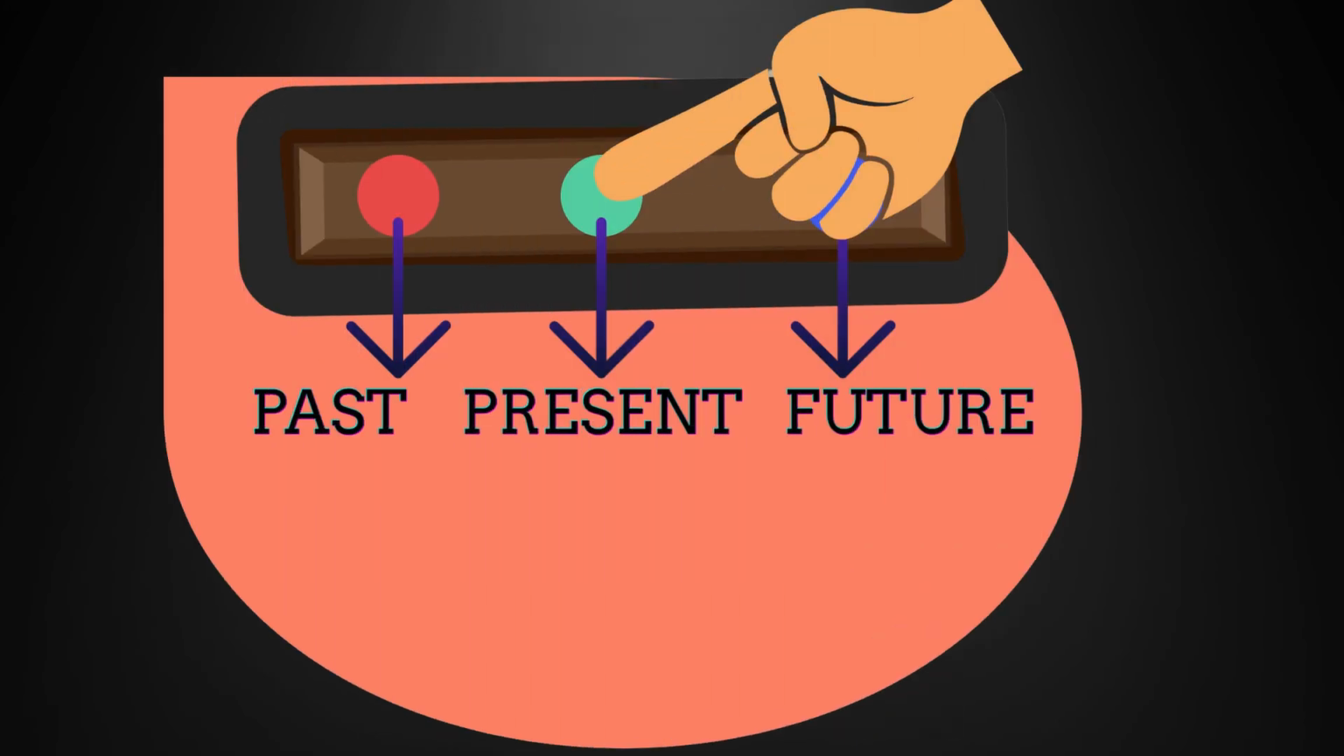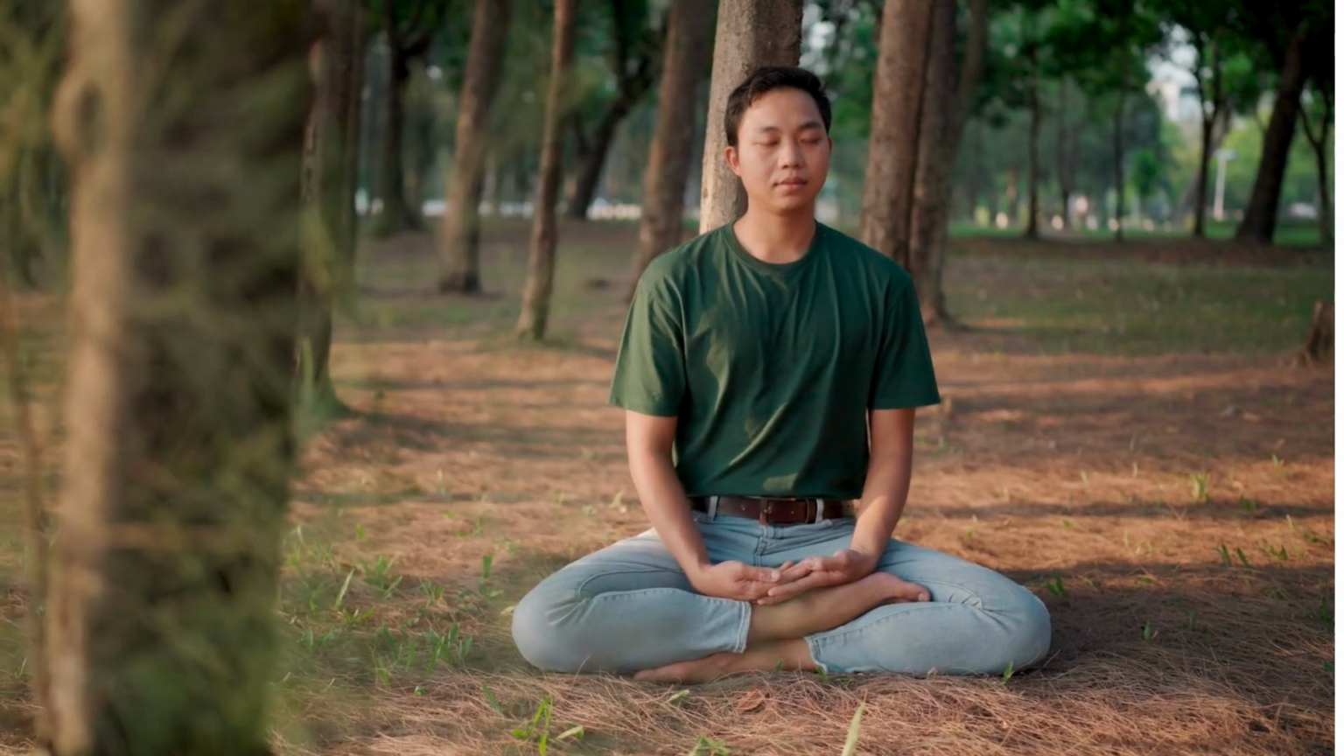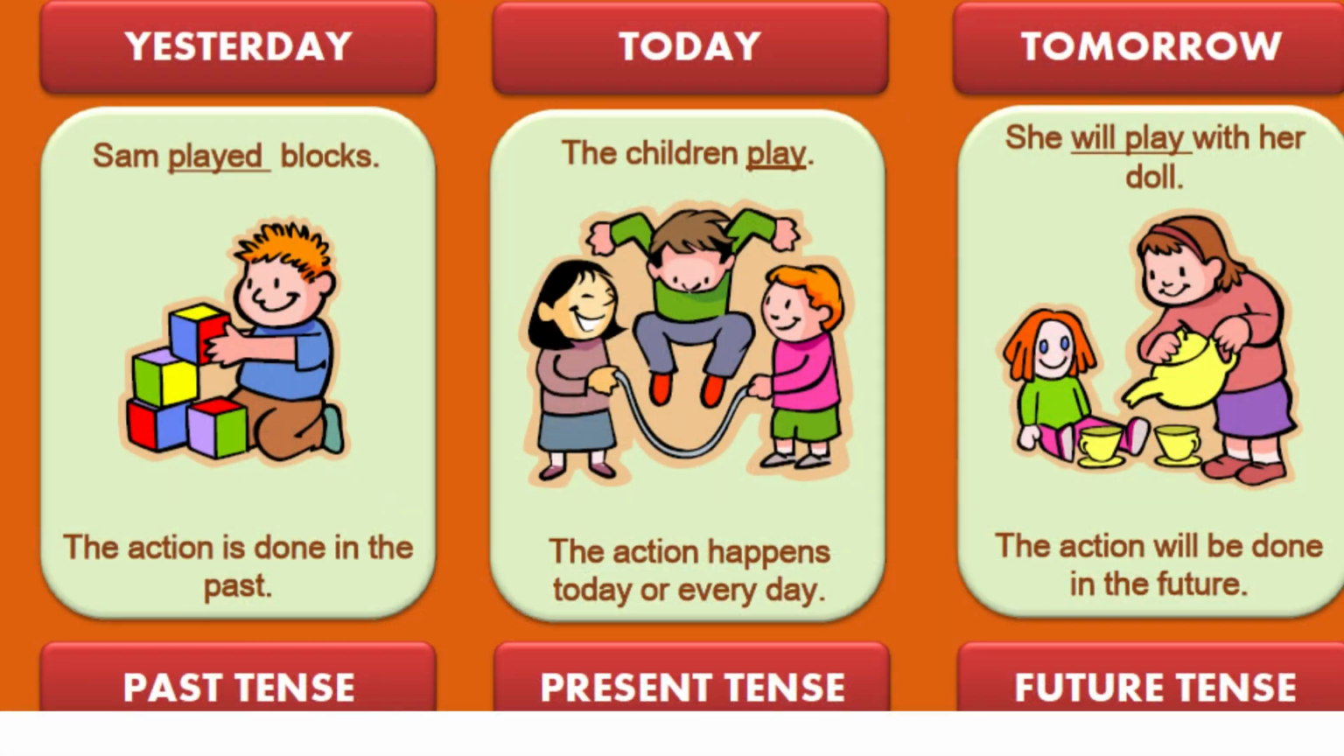Finally, Suman hits the present button, and she realizes she's right back where she started, sitting in what seems to be a time machine. But really, it's just life, right here, right now. And that's exactly what tenses are all about.